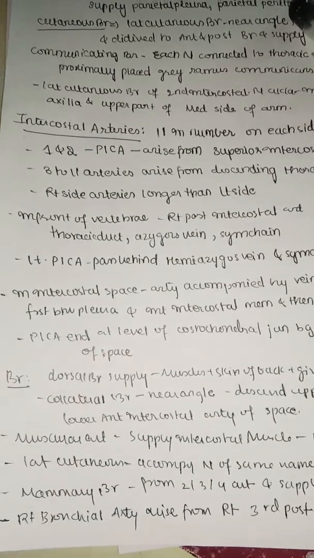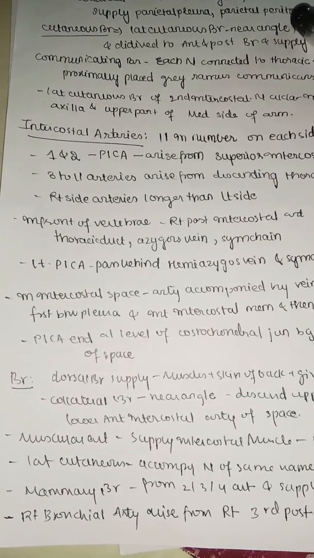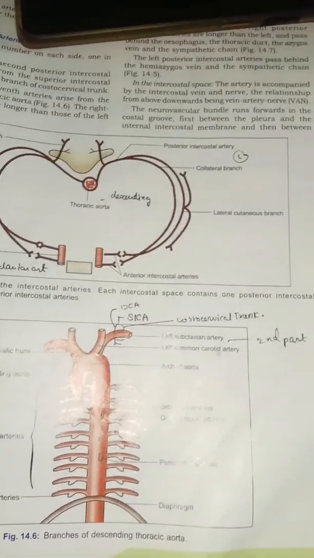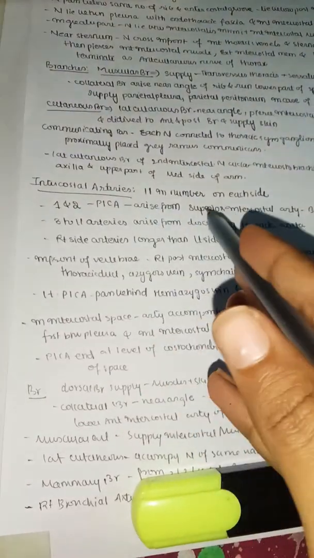Let's start with the intercostal arteries and intercostal veins, that is, the intercostal vessels. First we'll start with the intercostal arteries, and for that we need to see this diagram. The intercostal arteries are 11 in number on each side.